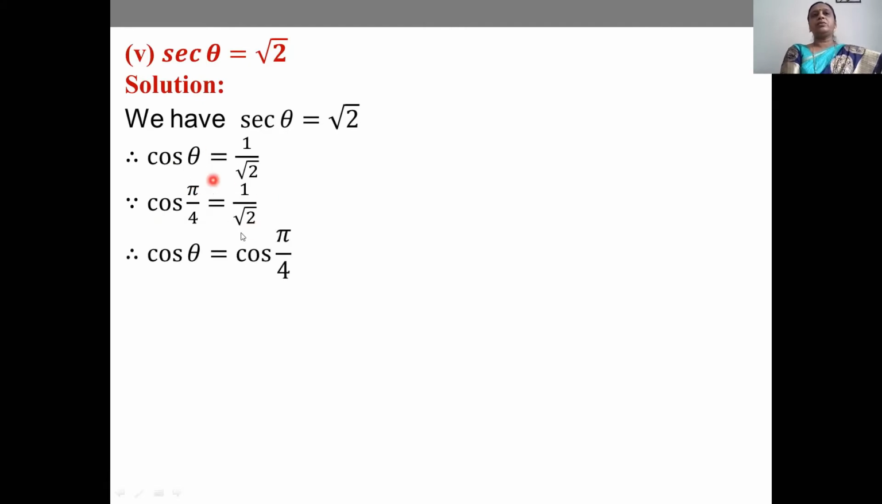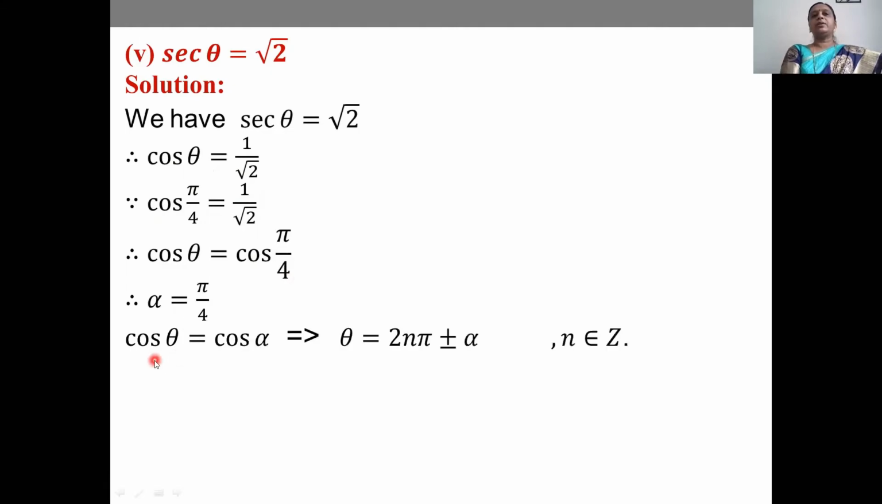Now, compare these two equations. Right hand side is equal. Therefore, you equate the left hand sides. You will get cos theta is equal to cos pi by 4. Now, this equation is of the type cos theta is equal to cos alpha, where alpha is pi by 4. If the equation is of the type cos theta is equal to cos alpha, then this type of equation implies that the general solution will be theta is equal to 2n pi plus minus alpha, where n belongs to Z. This type of formula I have given you in remark 2.